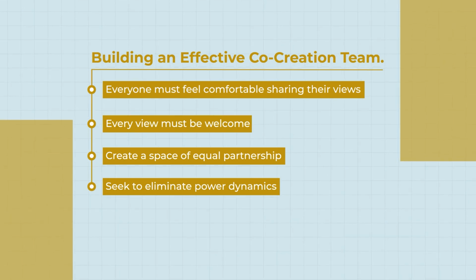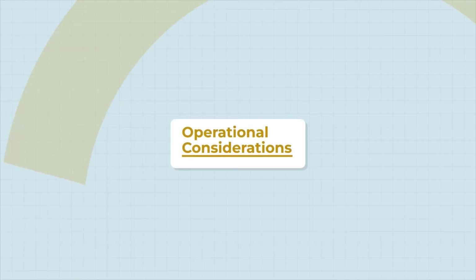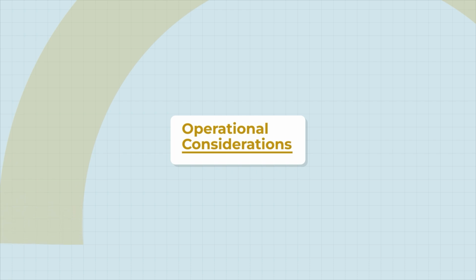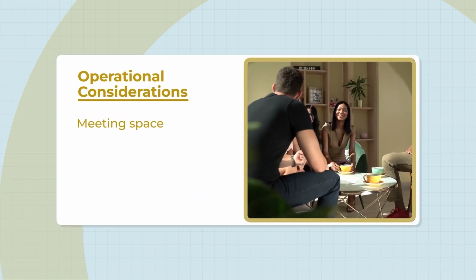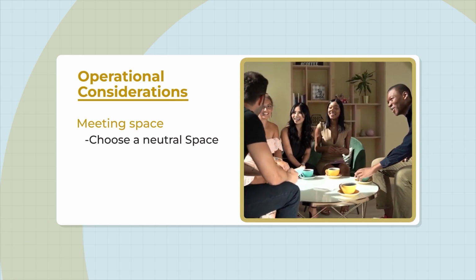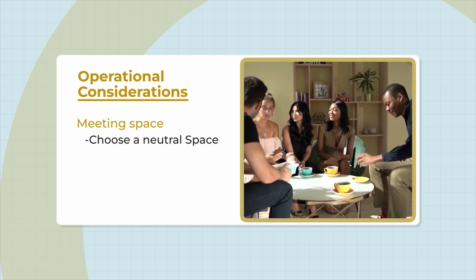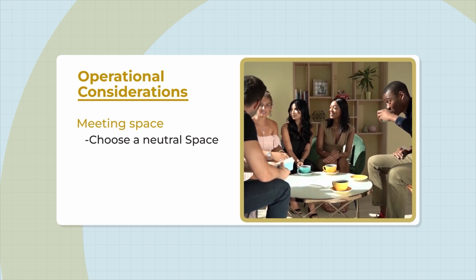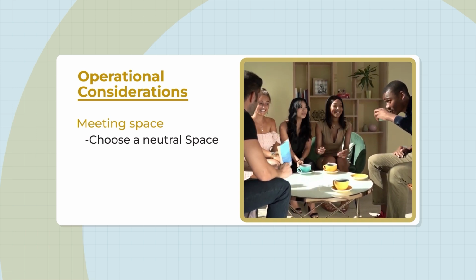So how do we do that? Well, here's where some operational considerations need to come into play. First off, think about your meeting space. You need to choose a neutral space. Don't meet in your own office or the office of a particular stakeholder, because then other stakeholders might feel that they're in a lesser role or position.